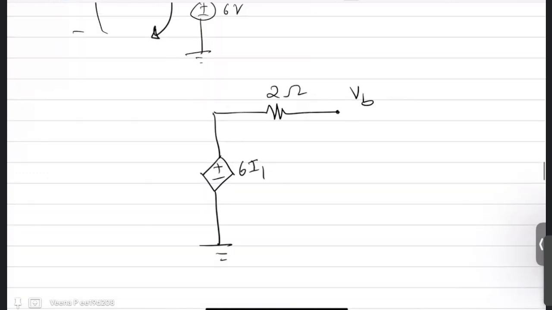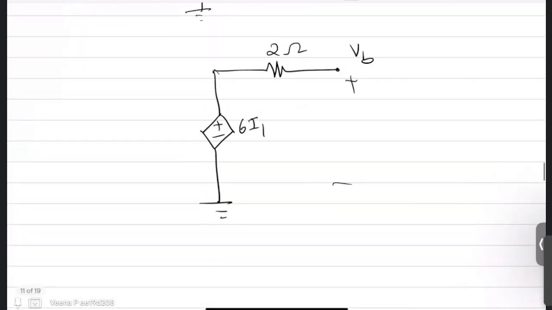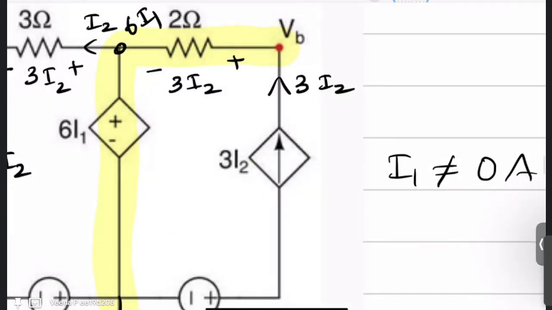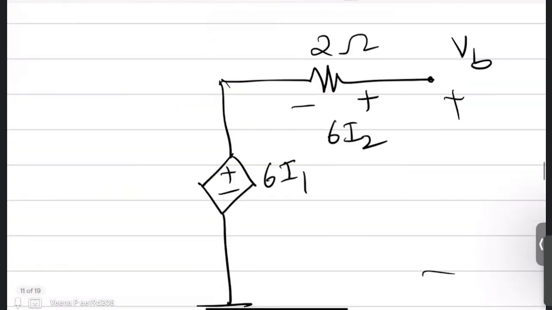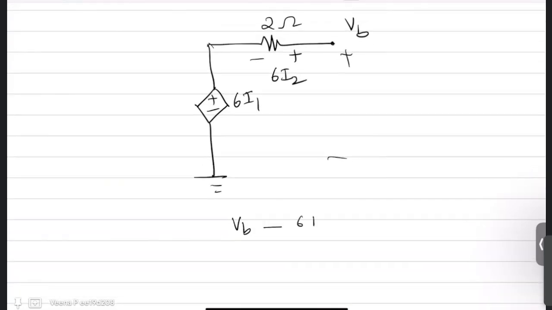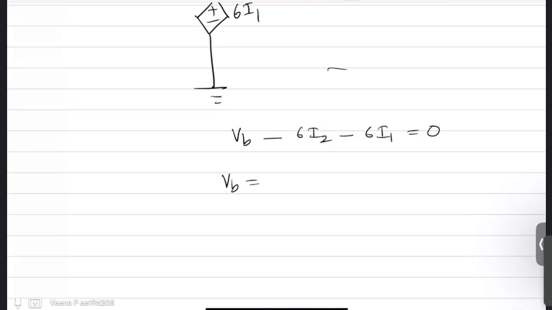Now I can apply KVL in this. So this exists like this, plus minus VB. And this potential you already found as 6 I2. Sorry, 3 I2 flows across 2 ohm. Nobody corrected me. This is 6 I2. So your VB minus 6 I2 minus 6 I1 is equal to 0, or your VB is equal to 6 I1 plus 6 I2, or 6 times I1 plus I2.